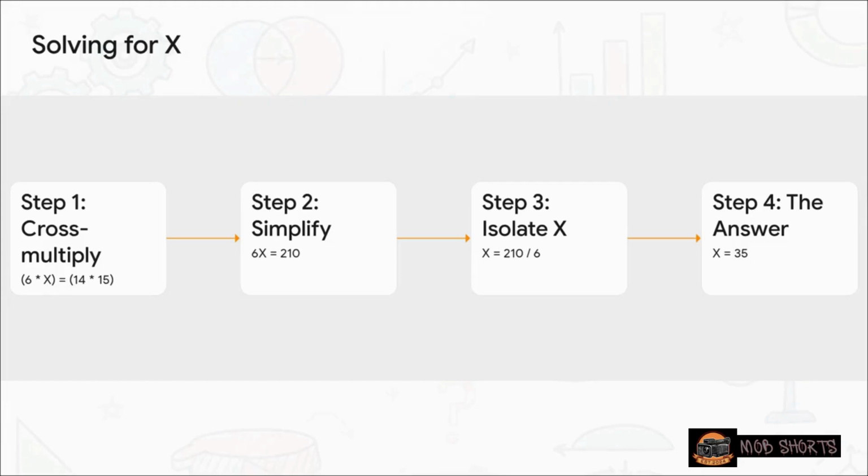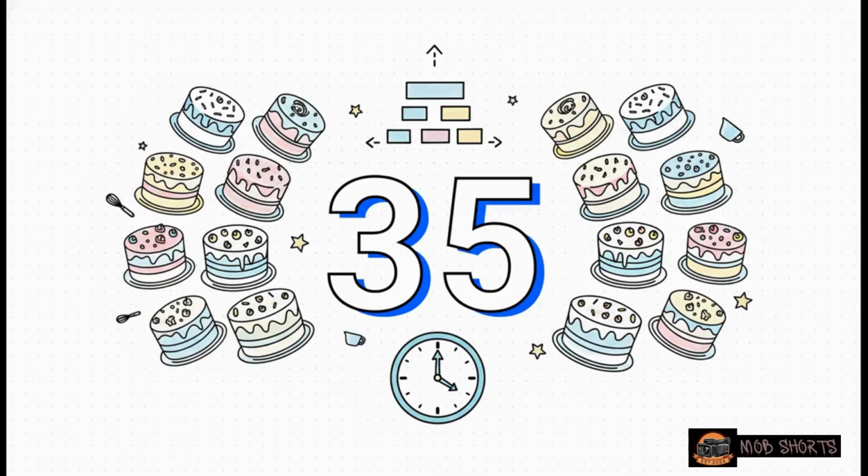Now for the fun part, solving it. We cross-multiply. That just means we multiply the top of one fraction by the bottom of the other one. So 6 times x equals 14 times 15. That simplifies to 6x equals 210. To get x all by itself, we just divide 210 by 6. And the answer is 35. With 15 hours of work time, Karen can make 35 cakes.